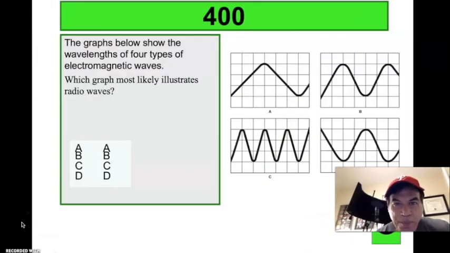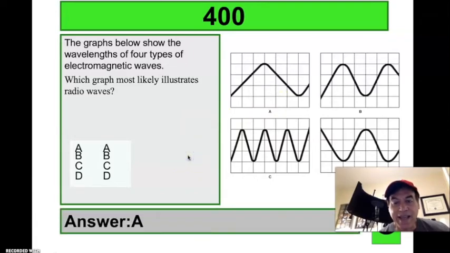All right, here we go. Number 4. The graph below shows the wavelength of 4 types of electromagnetic waves. Which graph most likely illustrates radio waves? So pay close attention to all 4 graphs. Think about what we learned. Answer is A. All right. Which one is the longest? It's gonna be A. And you can tell right here, look, crest, and you can't even find the other crest on the graph. But here it's a little bit tricky, but these almost look the same.